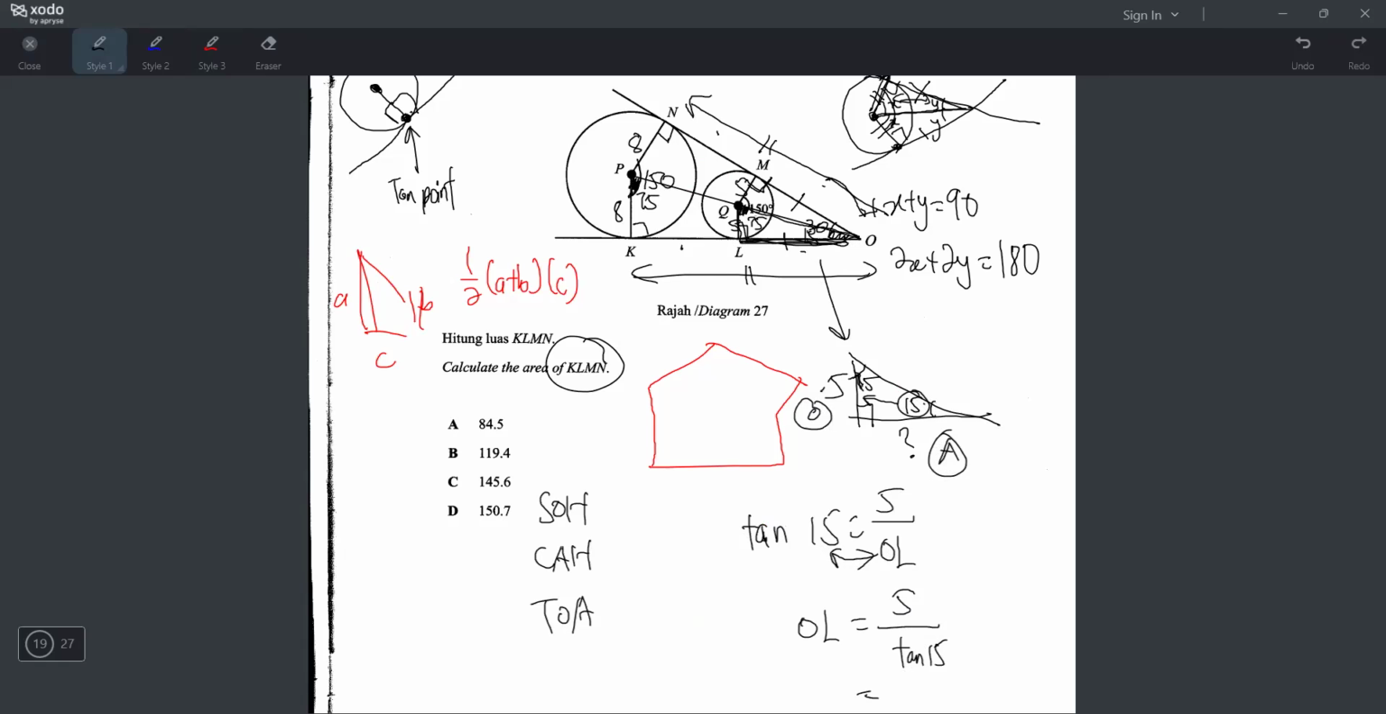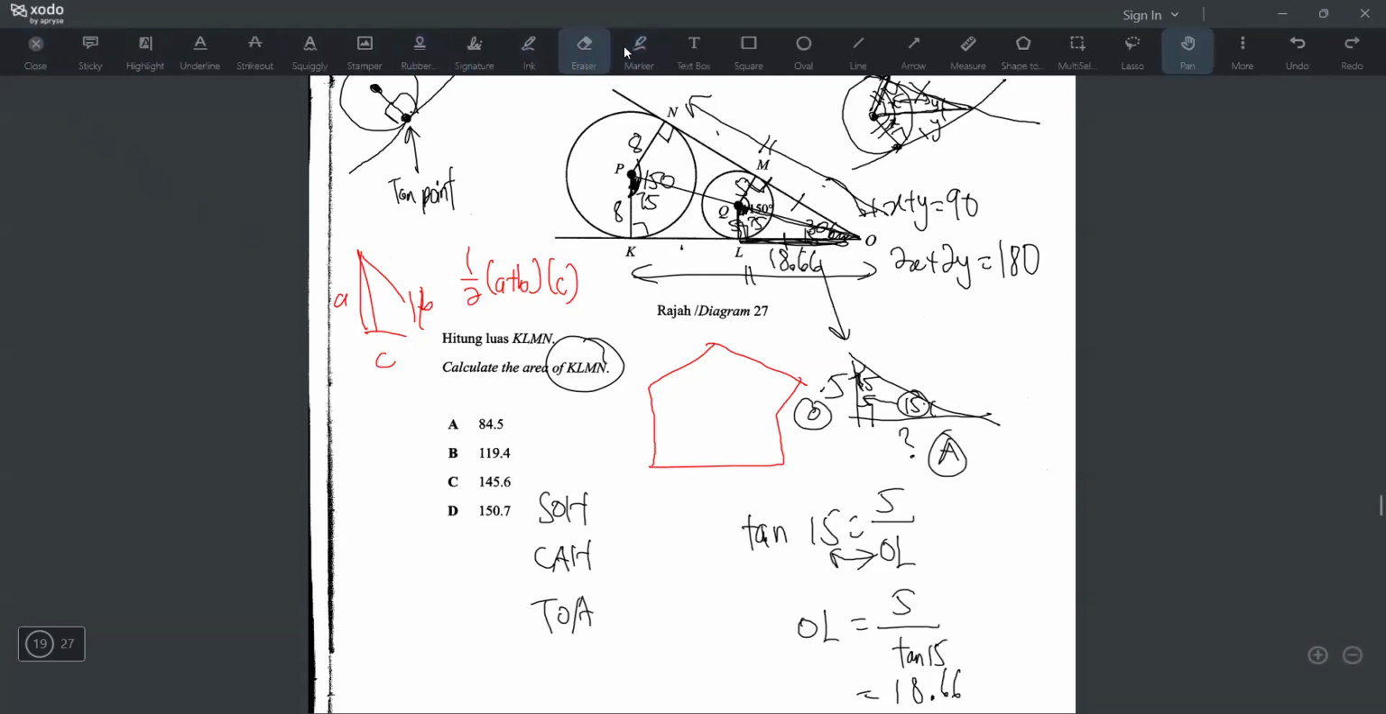Okay, write your answer in decimal. So 18.66. That is the panjang from here to here, right? But this is not the panjang I want. What I want is the panjang here, right? So now what you can do is use the big right angle triangle. So let me highlight it for you. I will use this angle, the big one, because I want to get the whole panjang here. Then only I can minus 18.66 to get the panjang here.